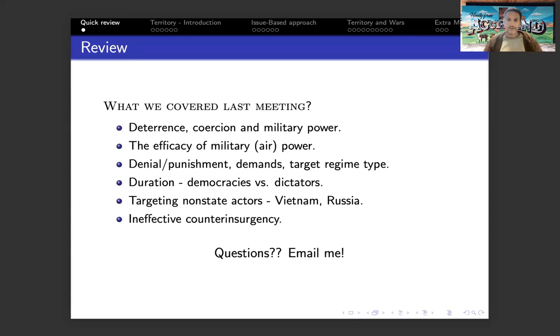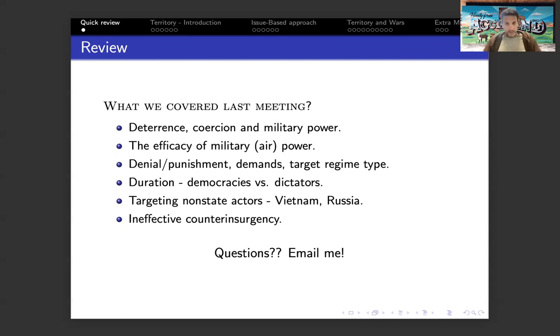to engage in coercive actions, either denial, which focuses on the military assets of the rival, or punishment, which focuses on the population. We also discussed the importance of the types of demands presented to the target: the more excessive the demands, the less likely the target will acquiesce, because the costs imposed on them are much higher. Then we talked about the duration of conflicts when using aerial power, showing the difference between democracies and dictators.